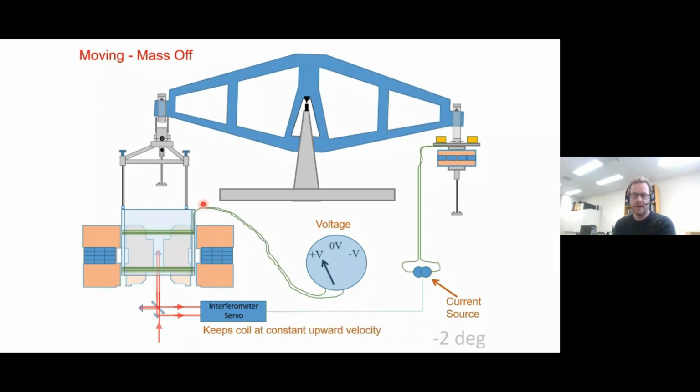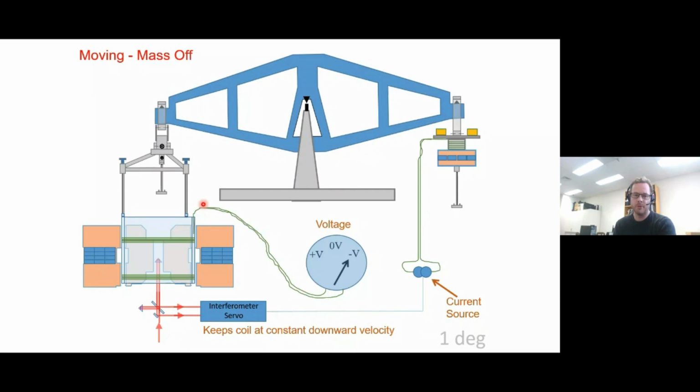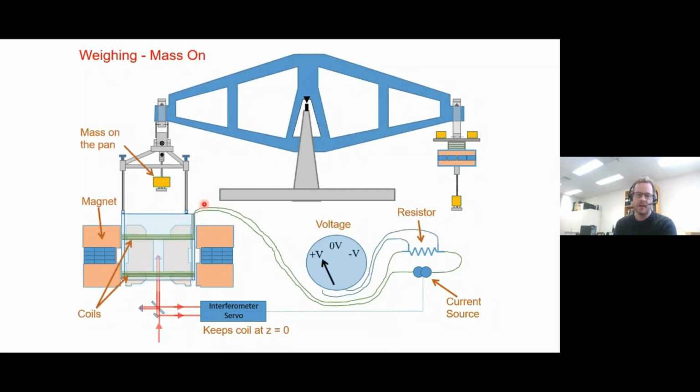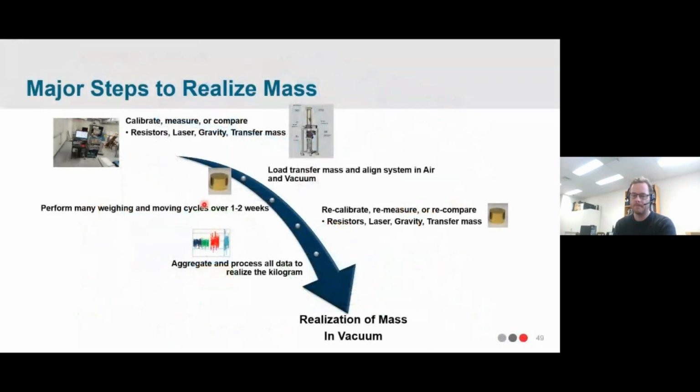And so we can go through that, and this is the velocity phase. We move it up and down, and we move between voltages. That allows us to characterize the coil and the magnetic field. And so the major steps to realize, of course, we calibrate the resistors, the gravity, the laser, and we do a check of the mass for stability.